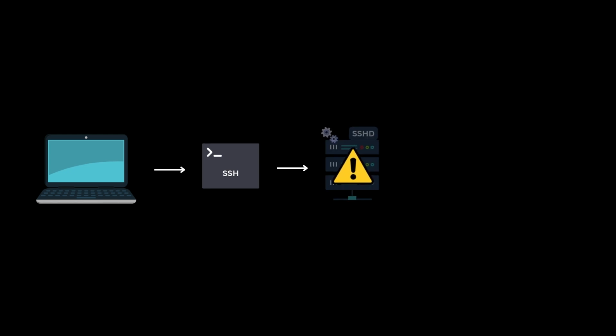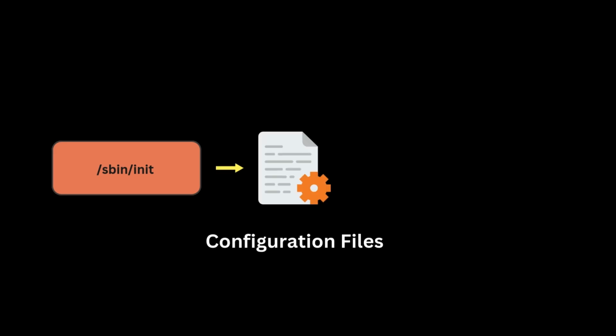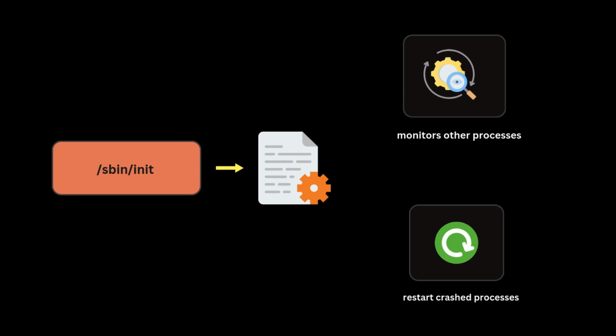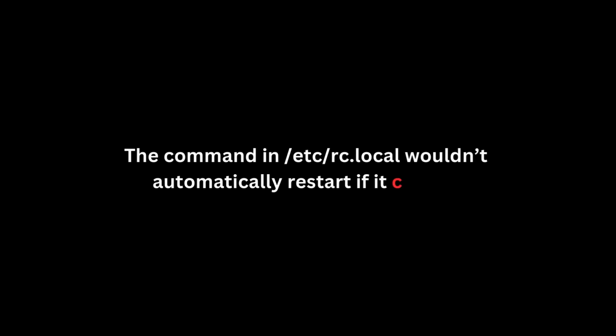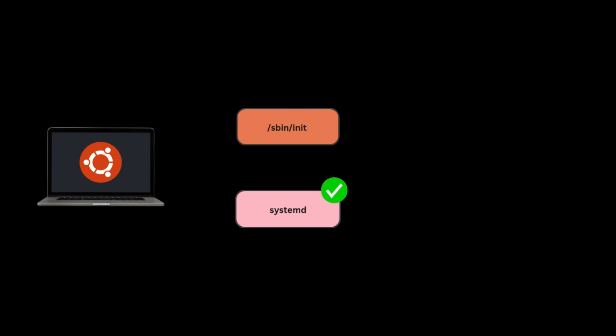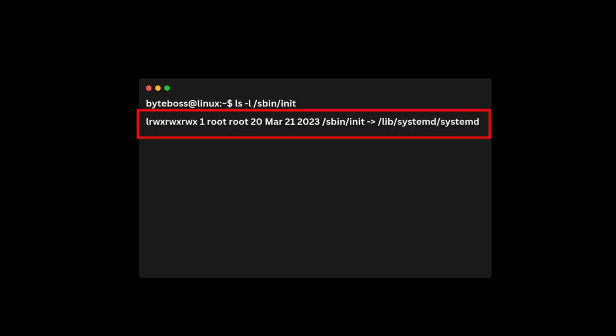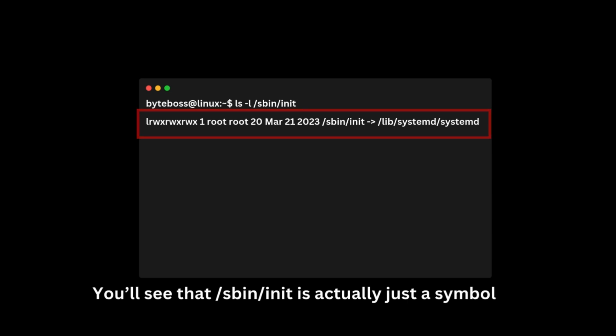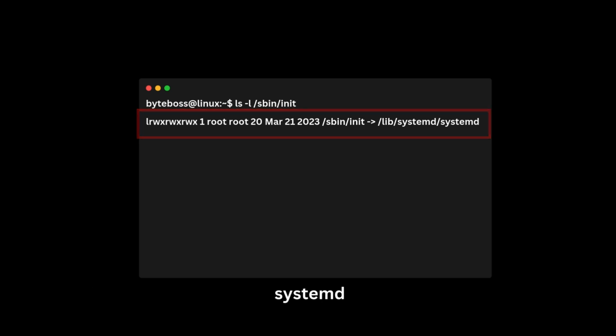If sshd crashes, init restarts it. /sbin/init actually uses other configuration files to monitor and restart crashed processes. The command in /etc/rc.local wouldn't automatically restart it if it crashes, but we're explaining it in this way to keep things simple. In modern Linux systems like Ubuntu, the systemd process has taken over the role of init. If you check the location of the init file with this command, you'll see that /sbin/init is actually just a symbolic link to systemd.